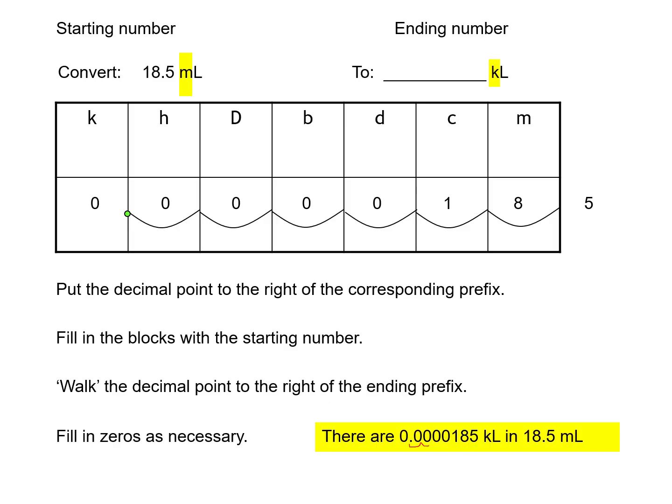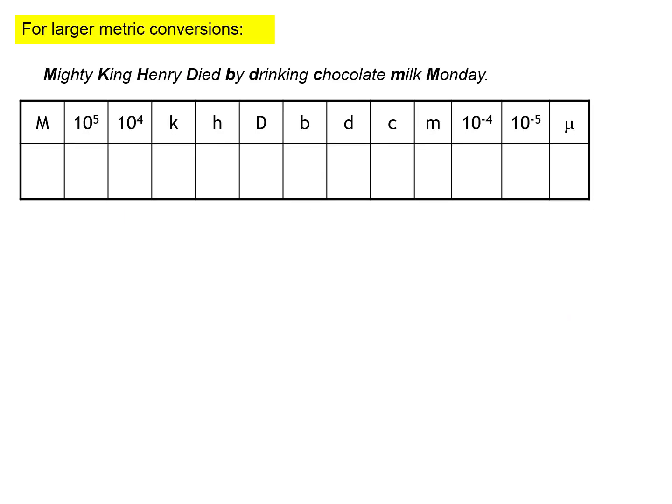So 1, 2, 3, 4, 5. So we moved our decimal point to the right. That means that the scientific notation for this would be 1.85 times 10 to the minus 5 kiloliters. All right, so let's go on to the next.